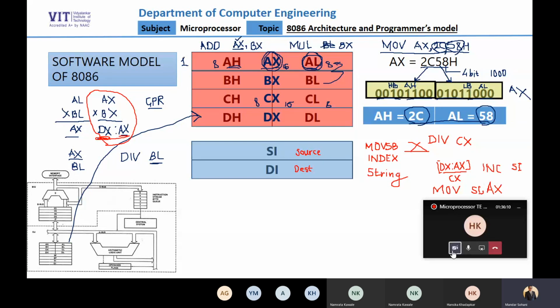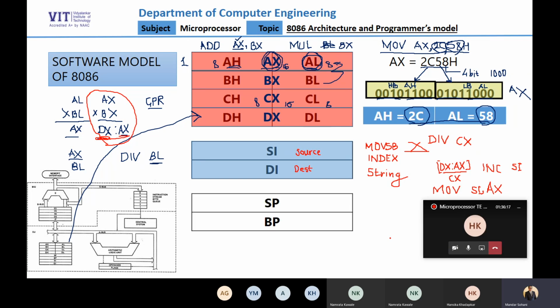Now, the next registers that we need to look at are SP and BP. These are called pointer registers. SP and BP are called pointers. The P there is indicating pointer.